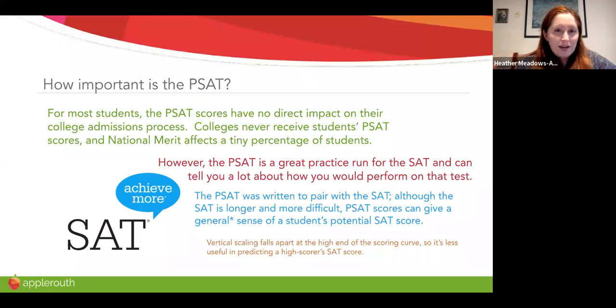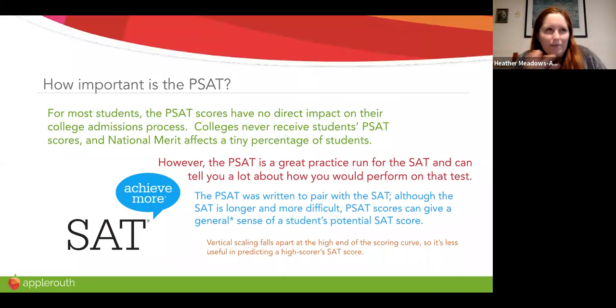And of course, National Merit is something valuable, especially if you get some sort of recognition from that. That's great to put on your resume. But what it does do is it introduces you to that world of testing, right? That world of that specific kind of test. It's a great practice run for the SAT, right? Tells you about how you perform on that test. Since it's written to pair with it, even though the SAT is a little longer and a little more difficult, your PSAT score gives you a general sense of what you get on the SAT. So they're pretty much directly related.